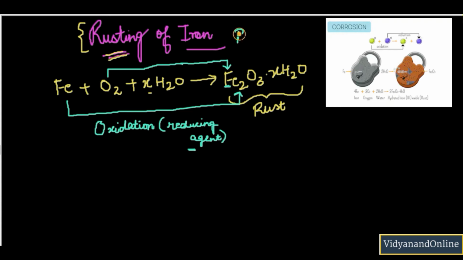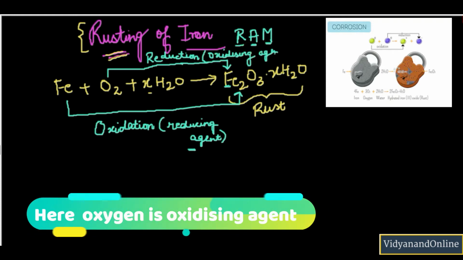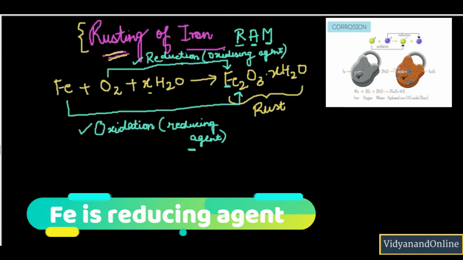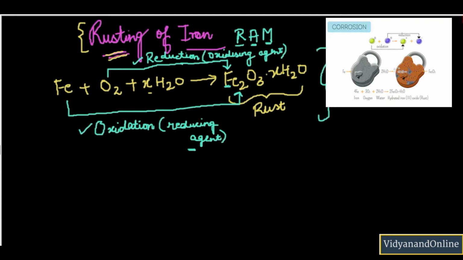You know about this mnemonic RAM. So what does it say? Reduction is addition of a metal to a non-metal. So to a non-metal, a metal is added, and that is why we can say that it is a reduction process. So if I am writing reduction here, then I have to write oxidizing agent. So if you can see here, reduction and oxidation both are occurring simultaneously, and that is why we can say that rusting of iron is a redox reaction. This is one of the most important questions that can come up from this topic.